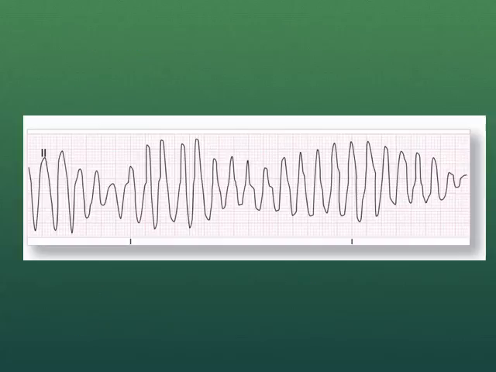The other name for this is torsades de pointes. This is French for twisting of the points. If you look at this, it almost looks like a double helix strand. It's very like a DNA strand. Very easy to recognize whenever you see this.